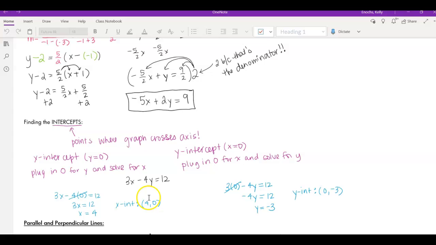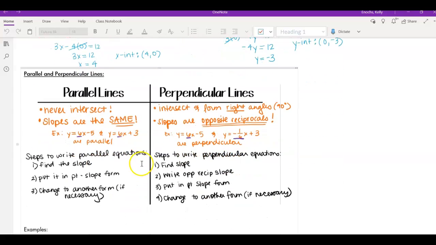Okay. So let's talk real quick about parallel and perpendicular lines. There are a couple of things we learned about them. Parallel lines never intersect, and their slopes are the same. That's the key right there. The slopes are the same. Over here, perpendicular lines intersect, and they intersect at exactly a right angle. The key for perpendicular lines is that the slopes are opposite reciprocals. Remember, opposite means the opposite sign, so plus or minus, whatever you don't have. And reciprocal means the flipped fraction of your value.